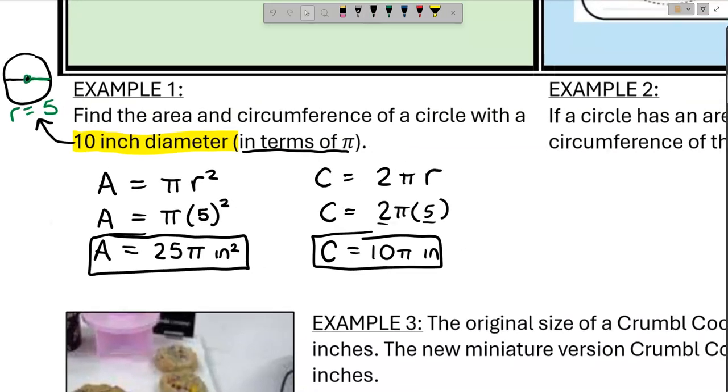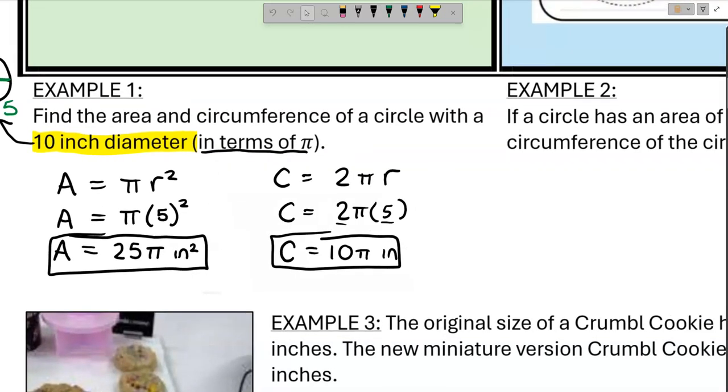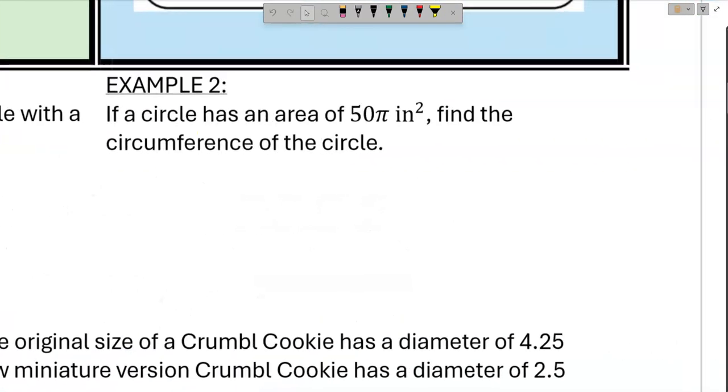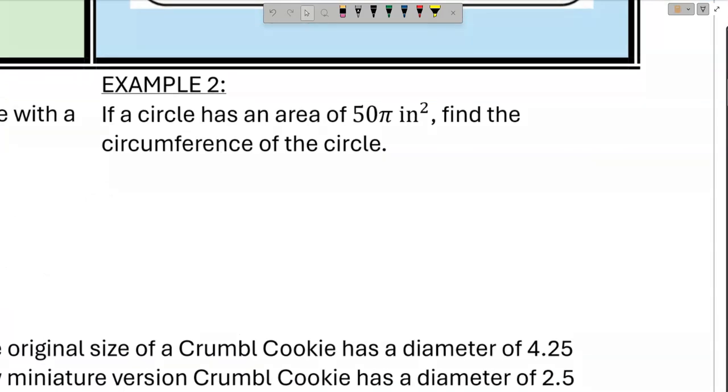I want you to use this concept and use this idea to try example 2. I'm going to go over it, but I want you to take a moment to pause this and see if you can try it yourself before I start going over it.